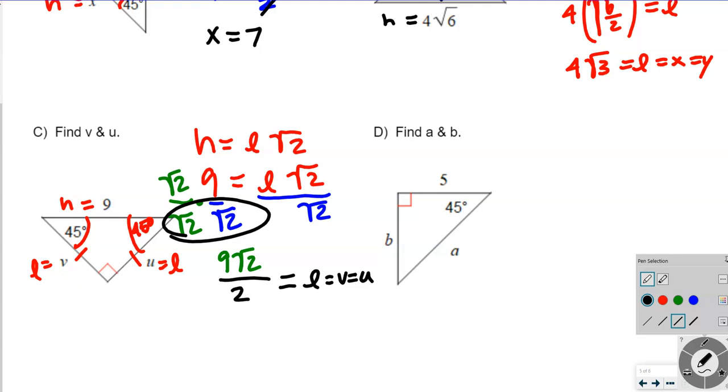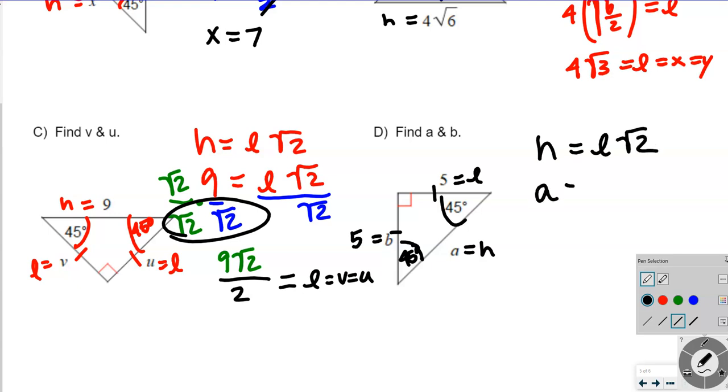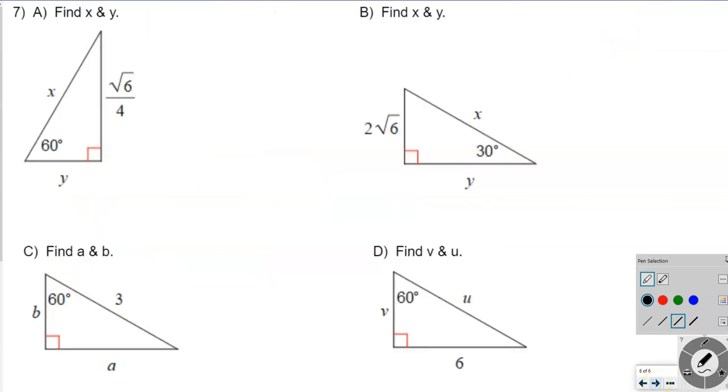Okay, one more of these. Again, we got another 45-degree angle here, arc, arc. These two sides are going to be congruent. So what is B going to be equal to? 5, right? And this is our L. This is our H because it's opposite the right angle. So here's our formula again. H equals L square root of 2. So that's our A, and it's going to be equal to 5 square root of 2. Done.